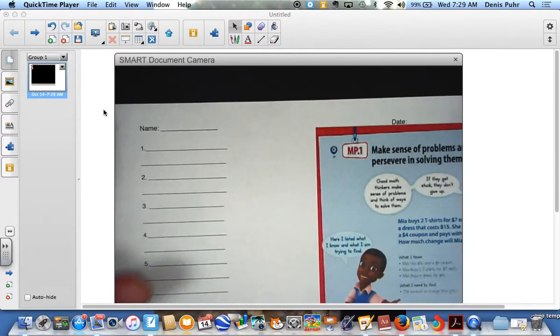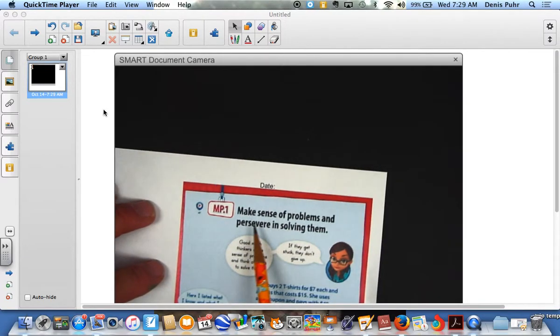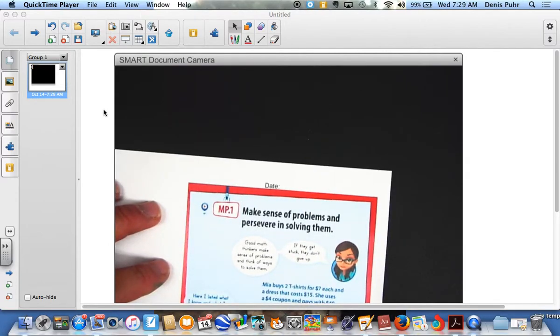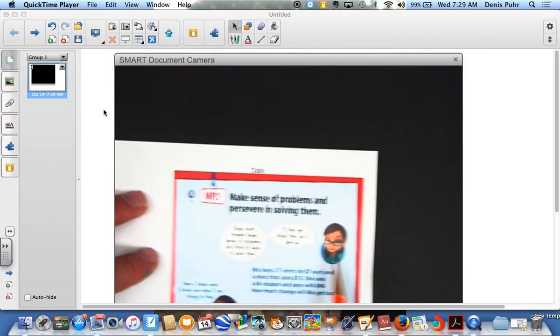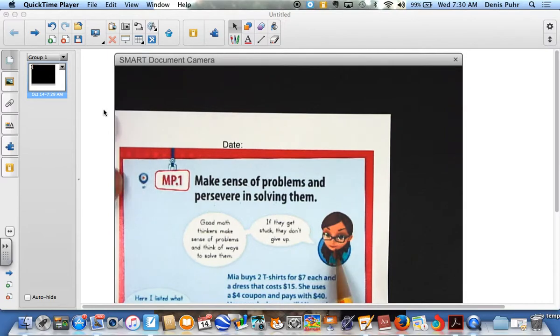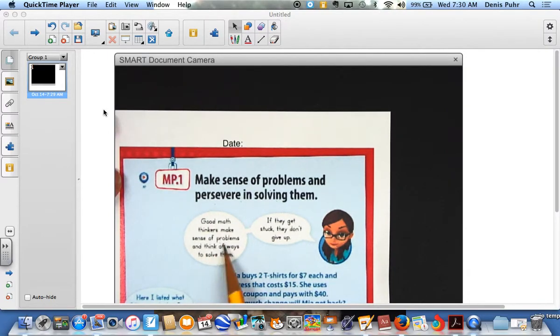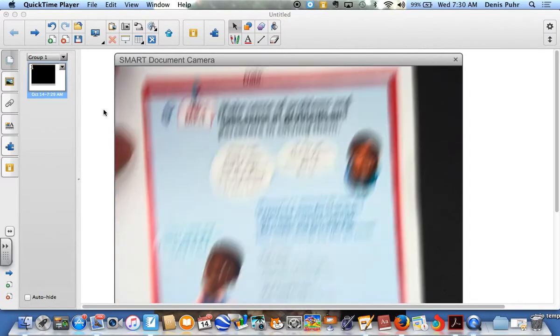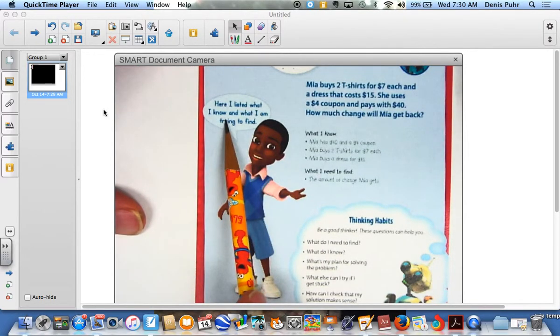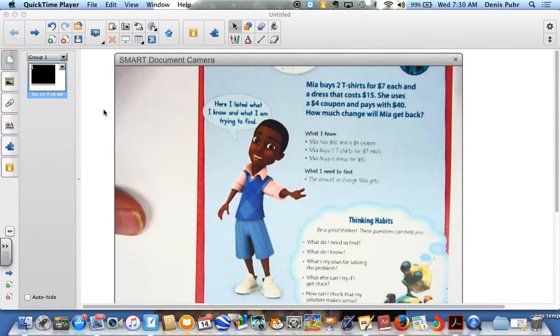Okay, students, our goal today is that you are going to be able to make sense of problems and persevere in solving them. Persevere means that you do not give up. Let's look at this little character right here. She's saying good math thinkers make sense of problems and think of ways to solve them. If they get stuck, they don't give up. This guy down here is saying, here, I listed what I know and what I'm trying to find.